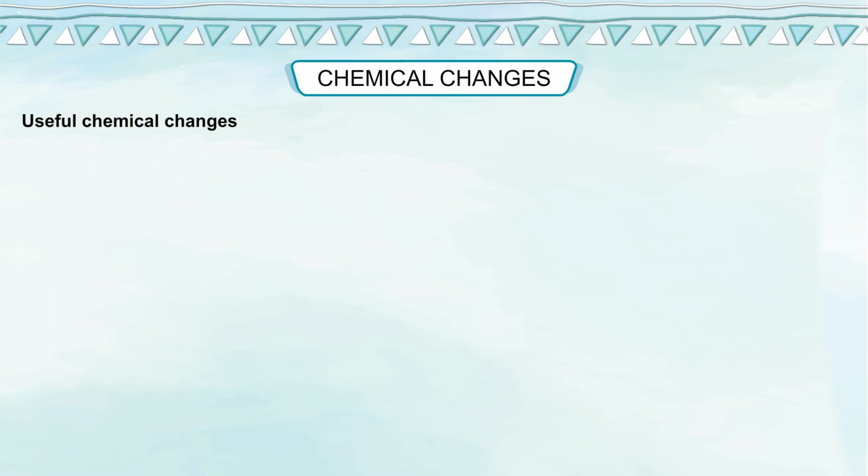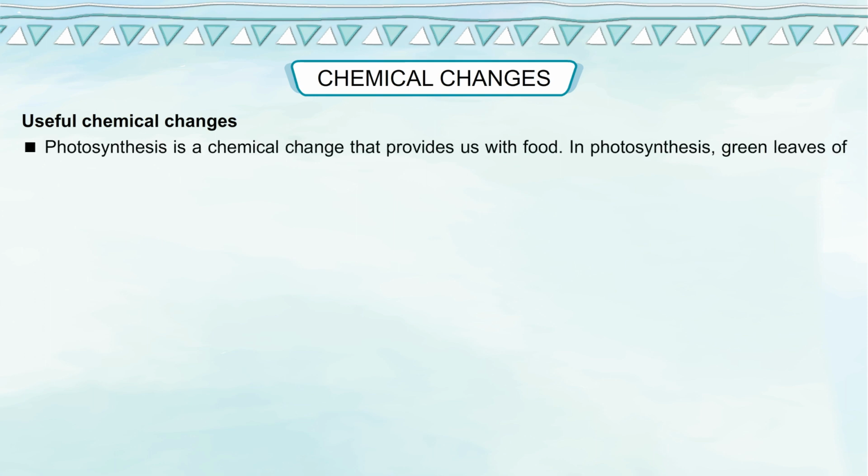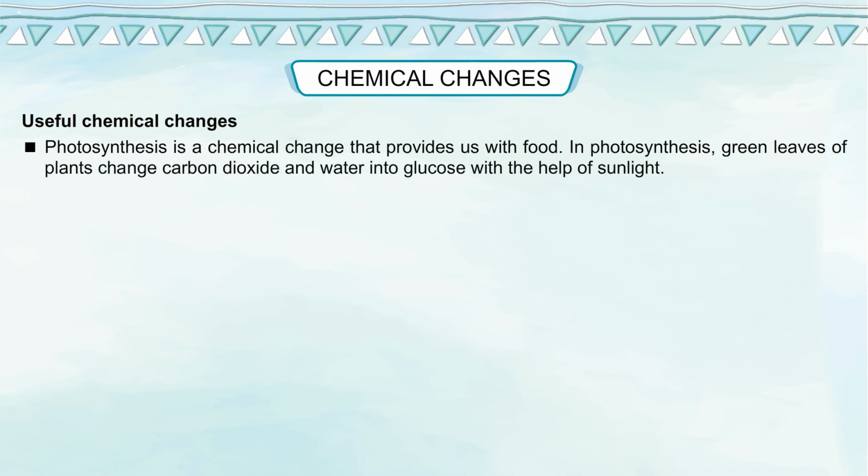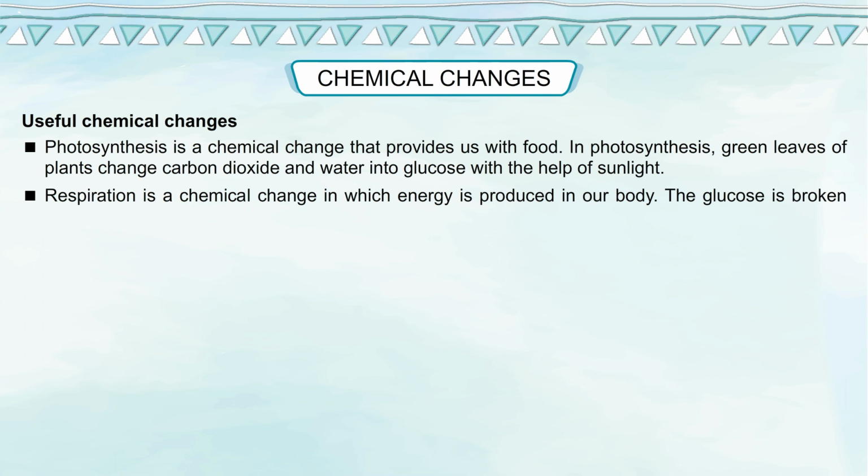Useful chemical changes. Photosynthesis is a chemical change that provides us with food. In photosynthesis, green leaves of plants change carbon dioxide and water into glucose with the help of sunlight. Respiration is a chemical change in which energy is produced in our body. The glucose is broken down in presence of oxygen to produce carbon dioxide and water.